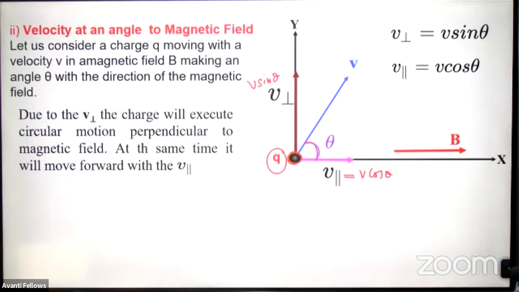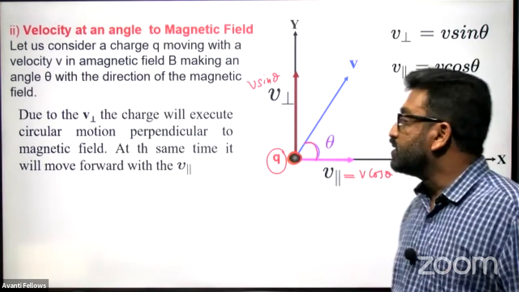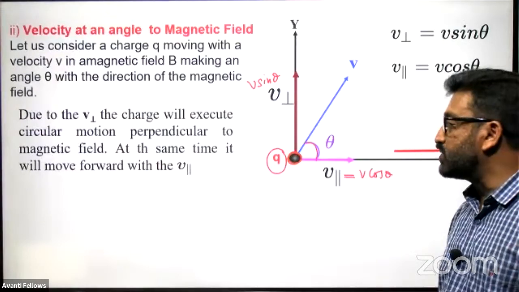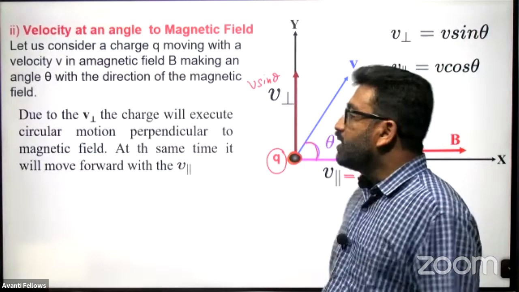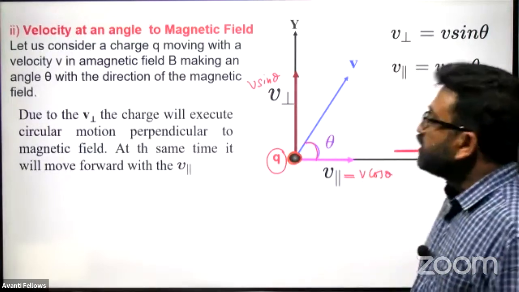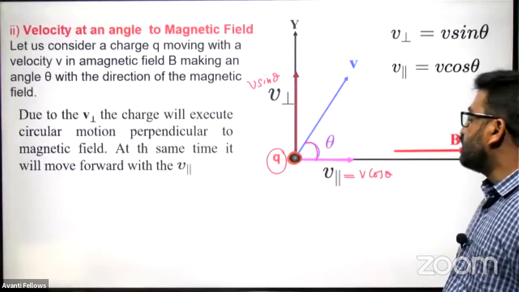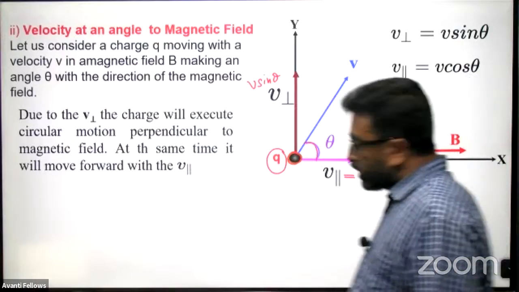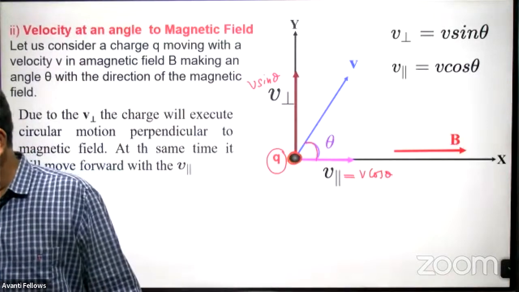Two components are there. So the charge will execute circular motion due to the perpendicular component, and the circular motion will be perpendicular to the magnetic field. At the same time, it will move forward with a parallel velocity, that means v cos theta. So it will move like this also. In such a case, what will be the nature of the path of this charged particle?